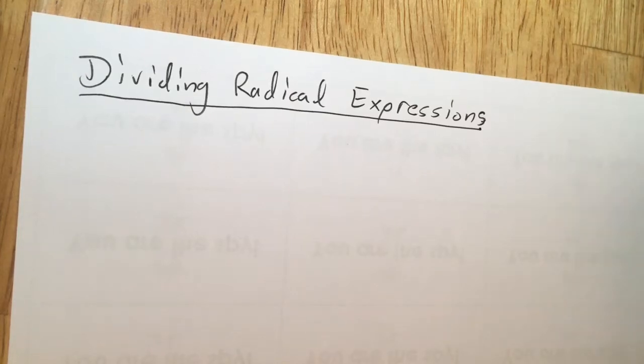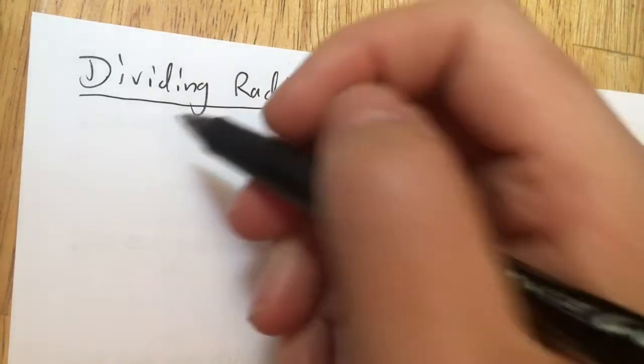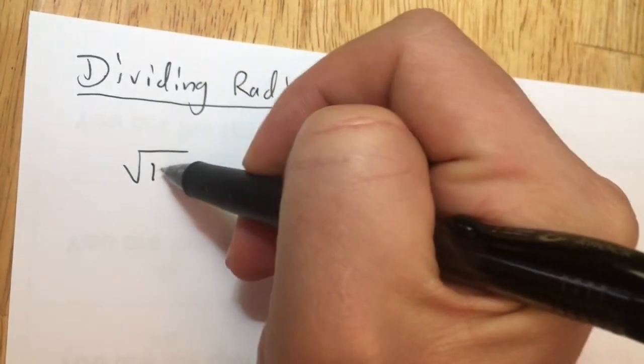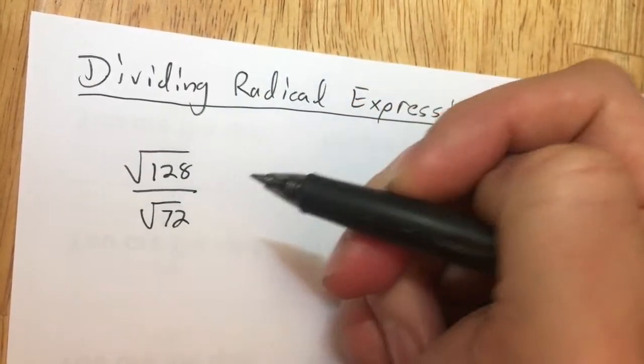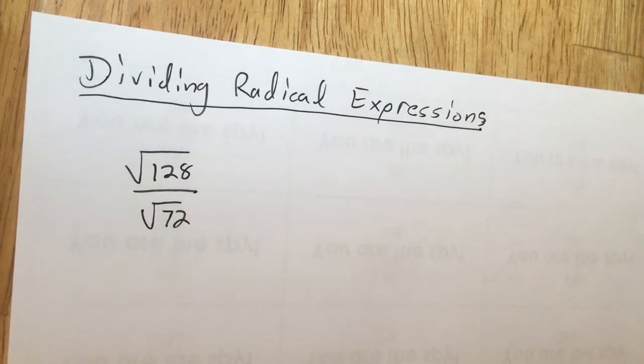Hello everybody. In this video we're going to talk about dividing radical expressions. So let's write one down and just see what we can do with it. Let's start with this one. We're going to try to simplify this expression: root 128 divided by root 72.